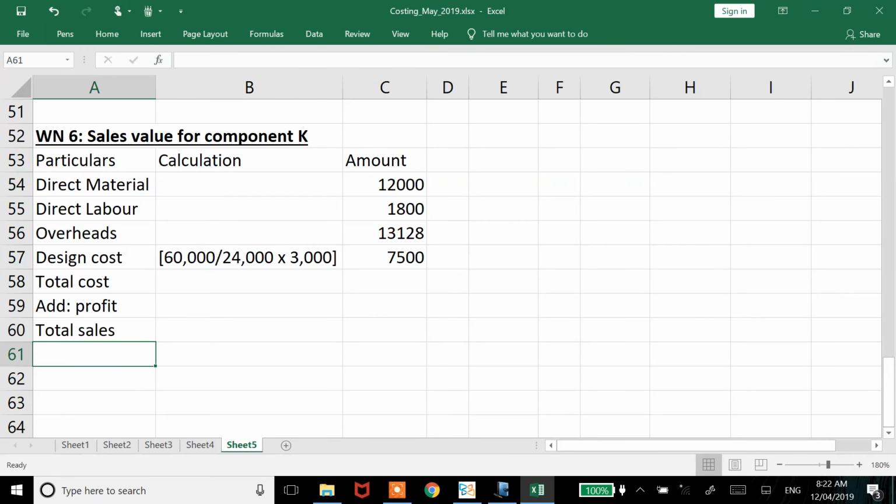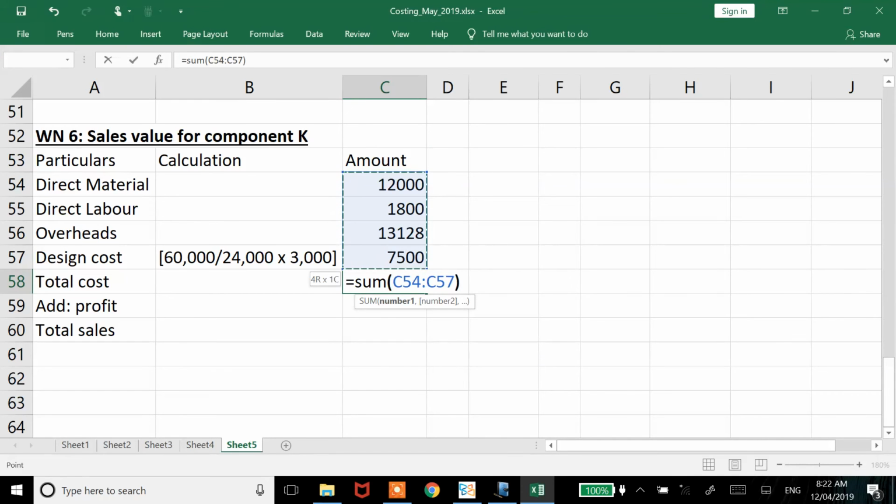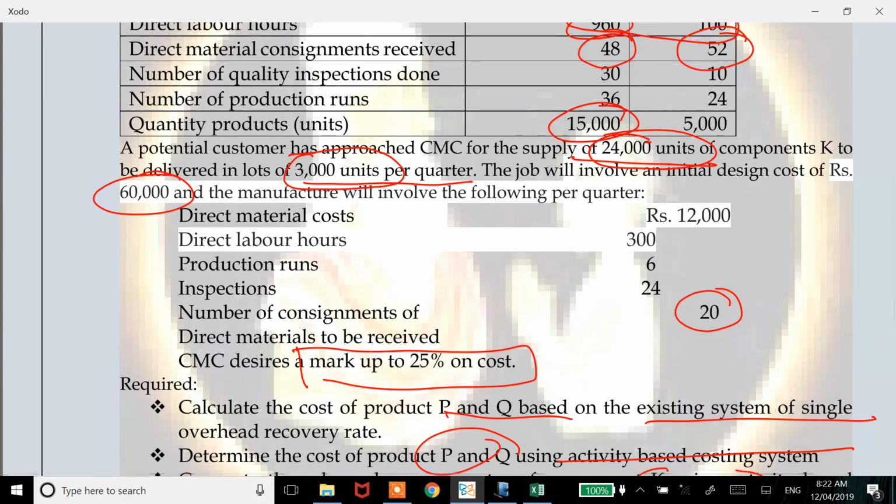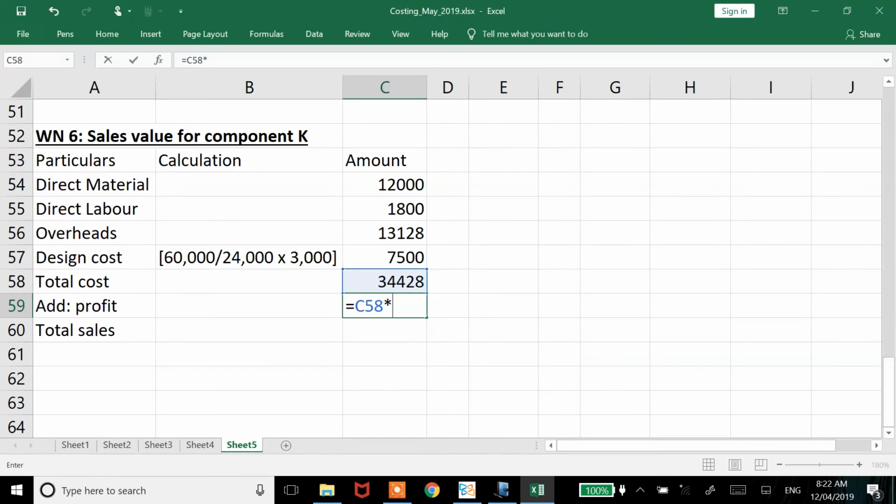Total cost, add profit, and you get to the sales value. Total cost, add profit. This is the total cost. What's the profit margin they have mentioned? This will be the total sales value, 43,035. If they ask per unit, we'll divide.